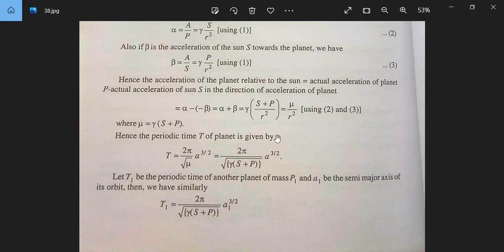And the periodic time capital T will be 2 pi under root mu, a to the power 3 by 2, means 2 pi by under root mu का वैल्यू रख दीजिए गामा (S plus P) into a to the power 3 by 2. गामा (S plus P) सेम है जैसे गामा (capital M plus small m) पीछे था। Let T1 be the periodic time of another planet of mass P1 and A1 be the semi-major axis of its orbit. Then similarly, capital T1 will be 2 pi by under root gamma (S plus P1) into A1 to the power 3 by 2.